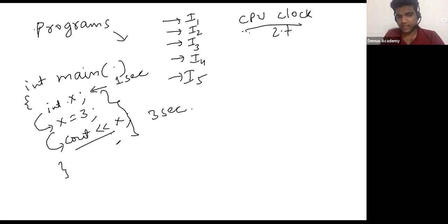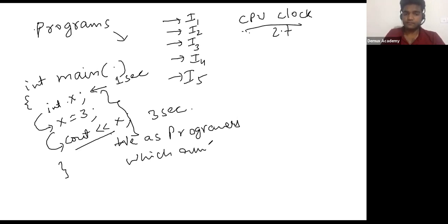So programs take time to run, and we as programmers want to write code which is efficient. What do we mean when we say efficient? We as programmers want to write code which runs fast. Obviously, fast codes are always good, right? Why are fast codes good? Because they take less time.